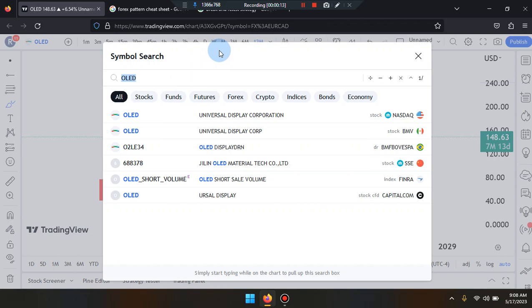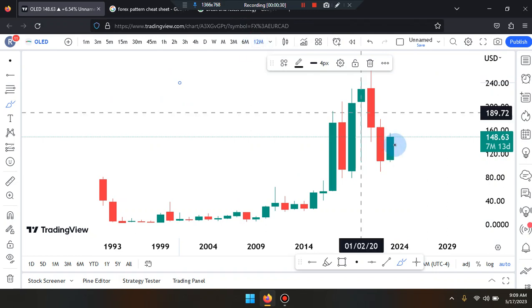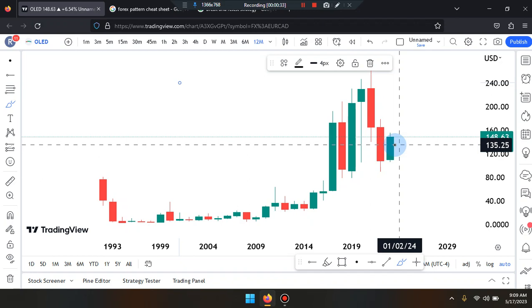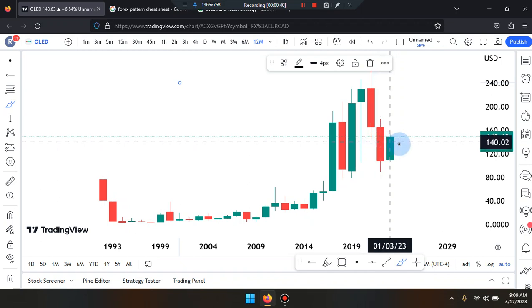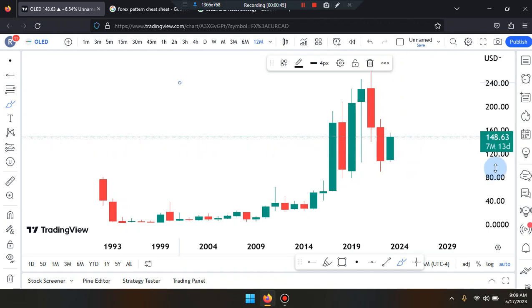Okay, everyone, this is Cam Jones, FX Daily Analysis, and we are marking up OLED. We are on the 12-month time frame. Price action, last candle to the right-hand side is a bullish green candle. Price action is within that second last candle, so that market's consolidating, meaning it's working its way sideways, so we're waiting for the breakout to the top side or bottom side. Current price is sitting at 148.63.